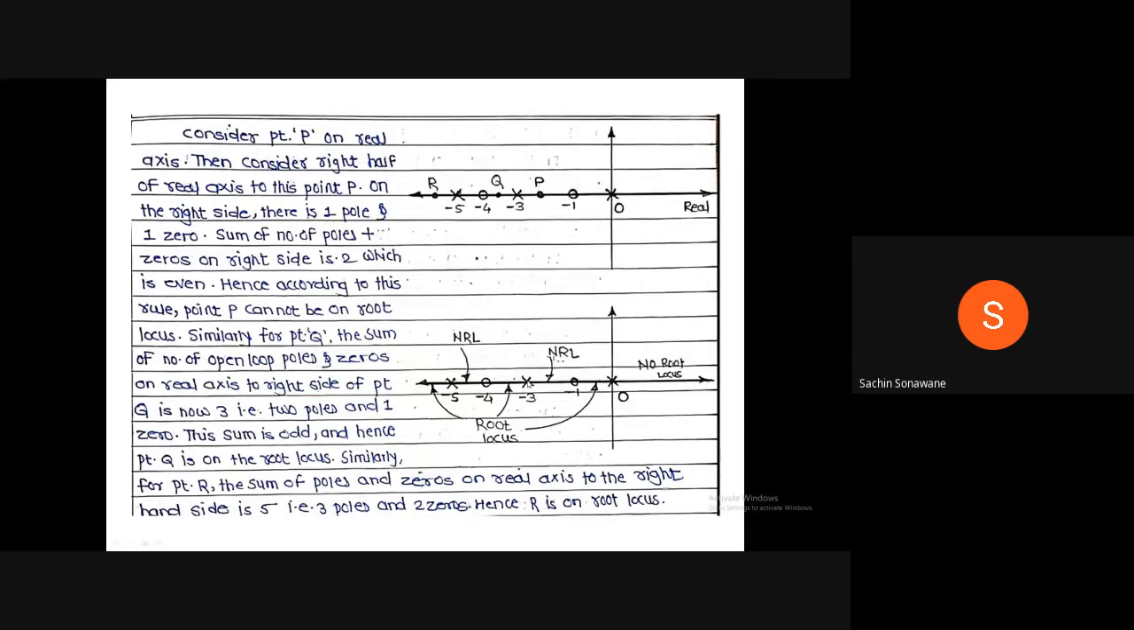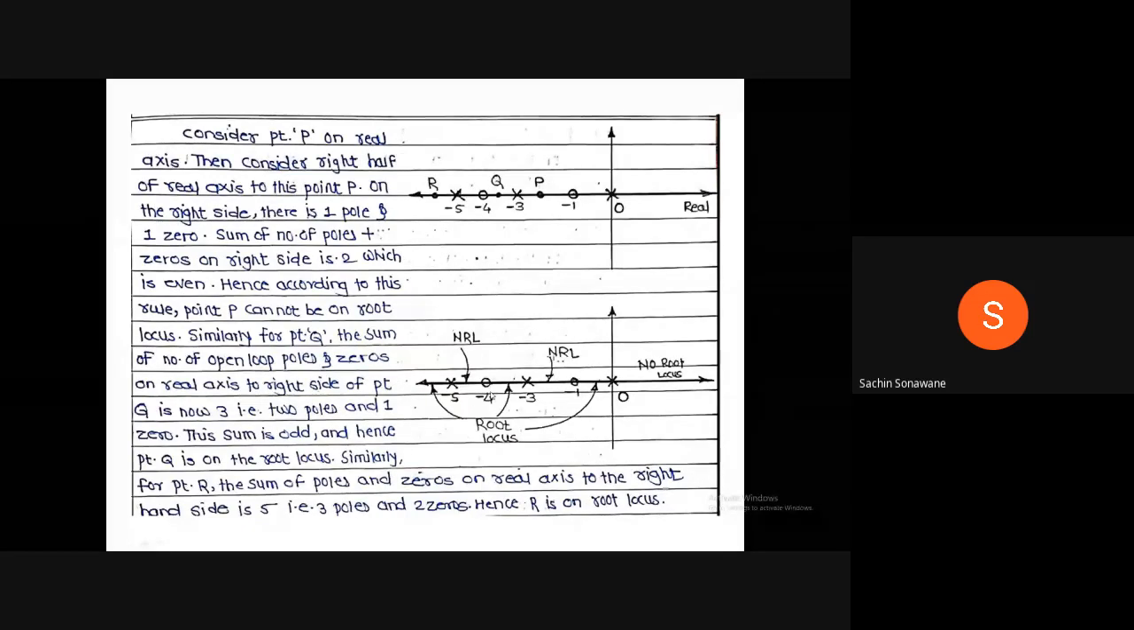Now go to minus 3 point. Towards the right side of minus 3, how many poles and zeros are there? p is equal to 1 and z is equal to 1. Therefore, p plus z is equal to 2. It is an even number. If it is an even number, then between minus 3 and minus 1, there is no root locus region. Now go to minus 4.